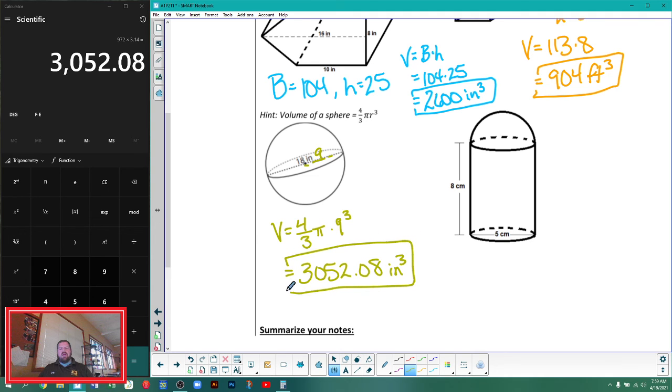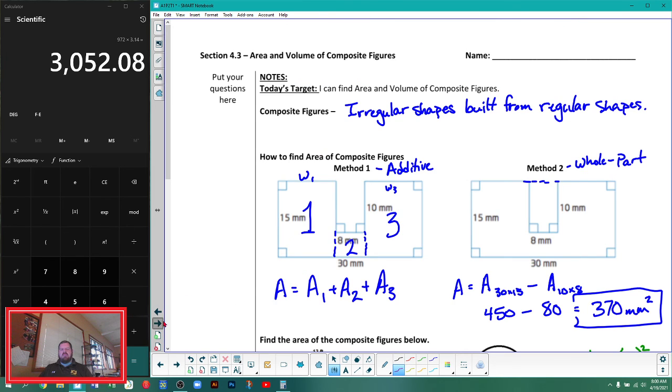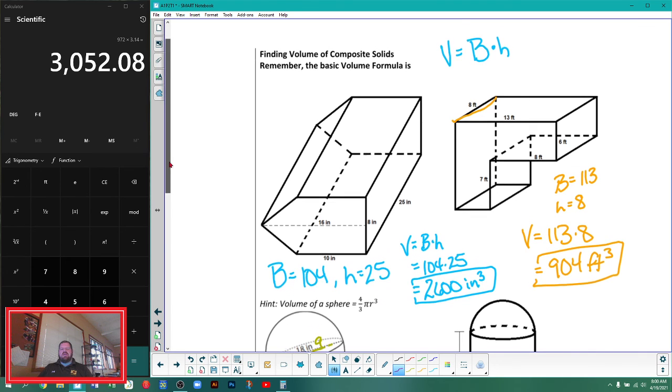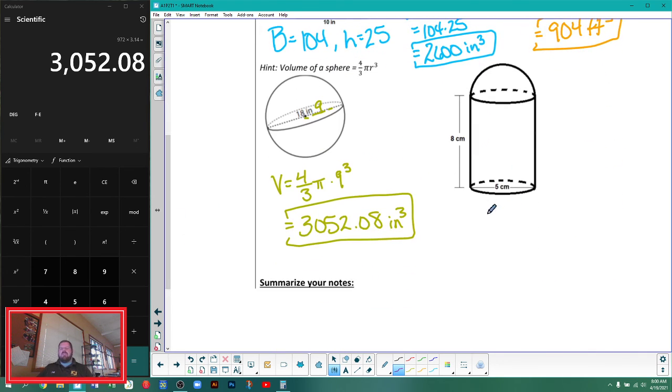That was really just a practice problem to be able to do this problem that we had earlier. And this volume is going to be a little bit different. It's not just going to be the area of the base times the height. That can work for the cylinder part, the part at the bottom, but that won't work for the dome on top. So let's go steal our area of the base of the bottom, but we don't have that. So we're kind of stuck doing this problem from the start.